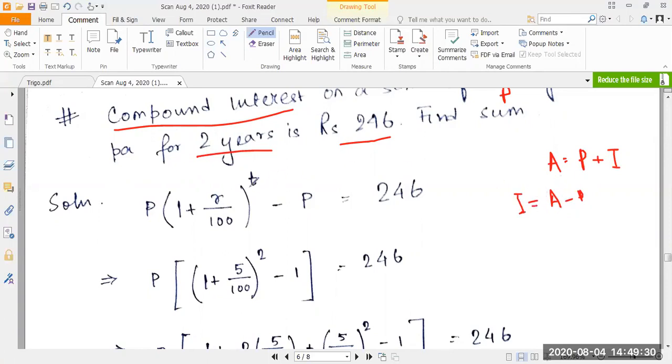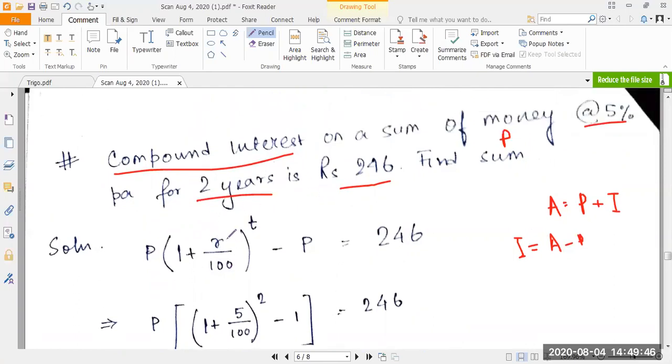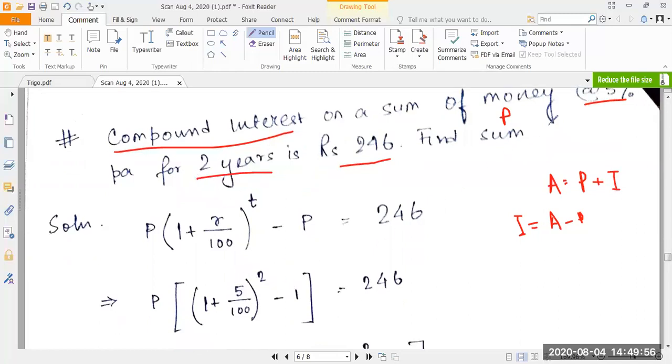Now we know the formula for amount, which is given by this formula. It's P times 1 plus rate of interest by 100 raised to the power of the time period under consideration. For this sum, we have the rate of interest given as 5% PA, so 5% per year, and the time period is 2 years. So we replace the rate of interest with 5 as given in the sum, and we replace T with 2, and P is what we need to find. So this P is my unknown variable.